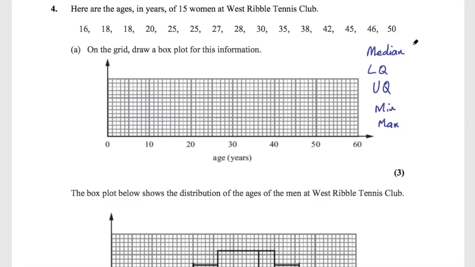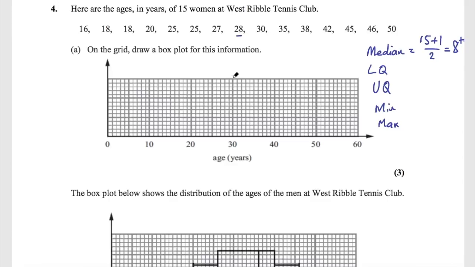Okay, so for the median, we want the middle value, and that's done by taking the number of values we have, so 15, add 1, and divide by 2. So the middle value here will be 16 divided by 2, which will be the 8th value. So we count along, 2, 4, 6, 8, and 28 is our 8th value. So the median is 28.